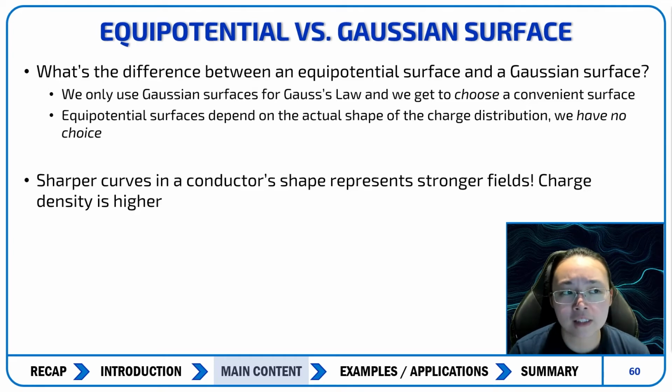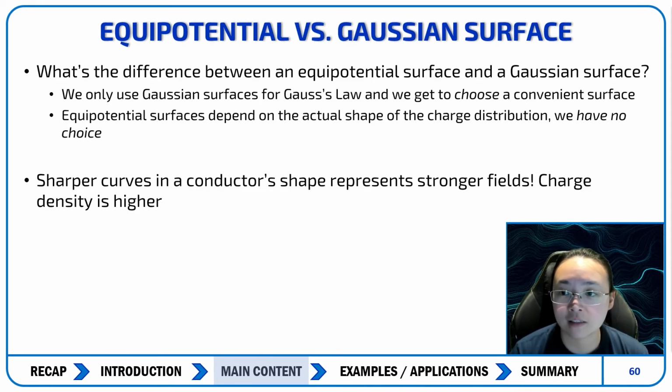So what is the difference between an equipotential and a Gaussian surface? We only use Gaussian surfaces for Gauss's law, and we get to choose a convenient surface, whereas we can't do that with an equipotential surface. It actually depends on the shape of the charge distribution, and we have no choice with that. So sharper curves in a conductor shape will represent stronger fields, and that's because the charge density is higher in that area of higher curvature.